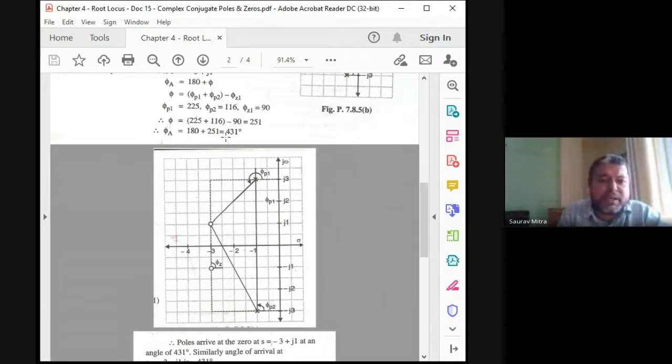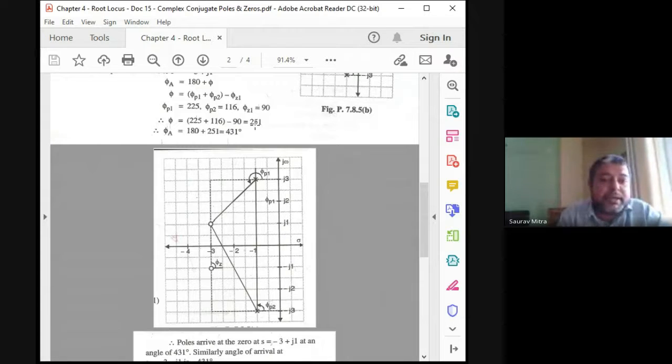So total from here, poles are making angles 225 plus 116. Okay, so that's why this phi1 plus phi2 is equal to 225 plus 116, and this angle actually is equal to phi z. This is actually 90 degree. So 225 plus 116 minus 90 is coming to 251.